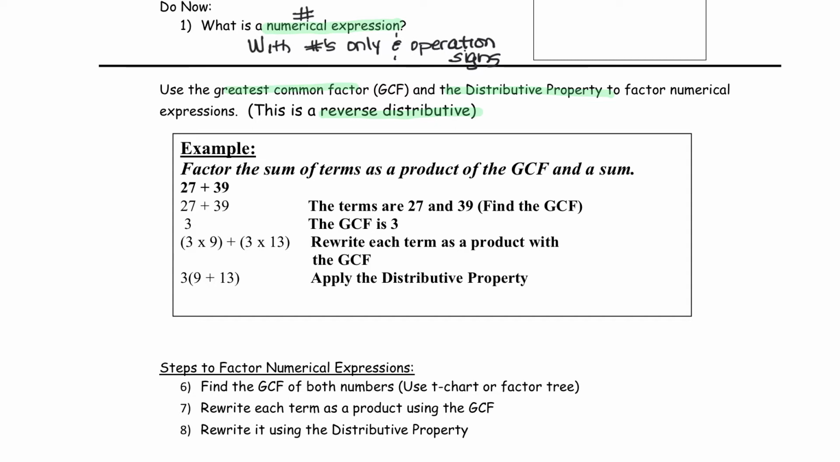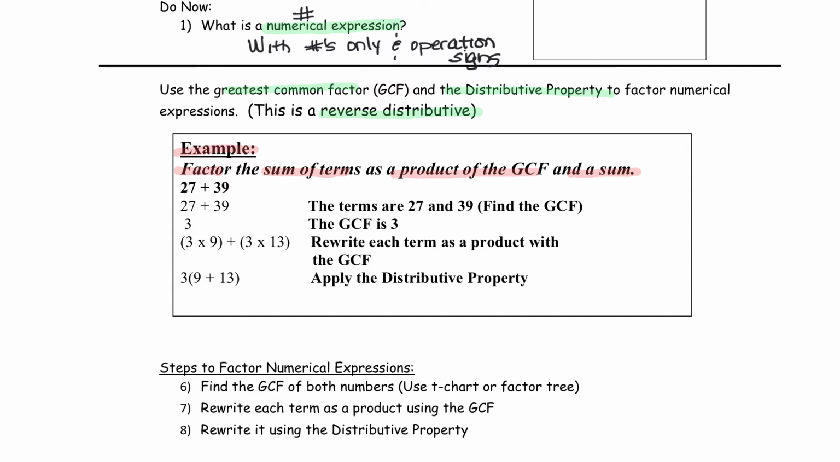So let's look at our very first example. Factor the sum of the terms as a product of the GCF and a sum. Well, what does that mean? It says factor the sum. So when we factor, that means that we have to figure out what are the numbers that multiply out to that particular number as a product of the GCF, the greatest common factor, and a sum.